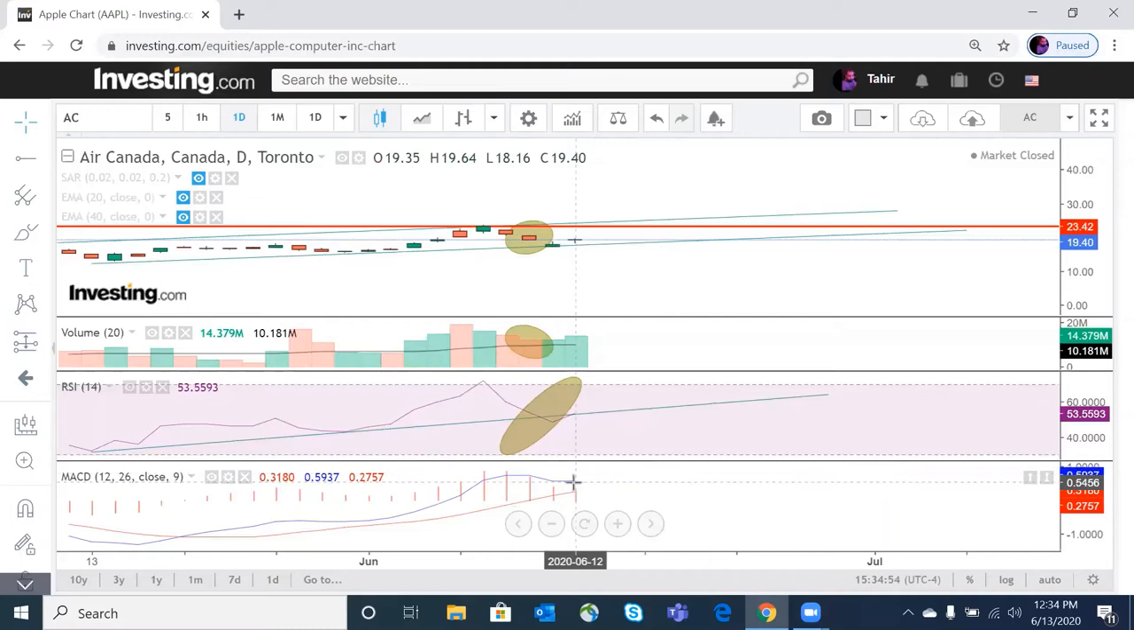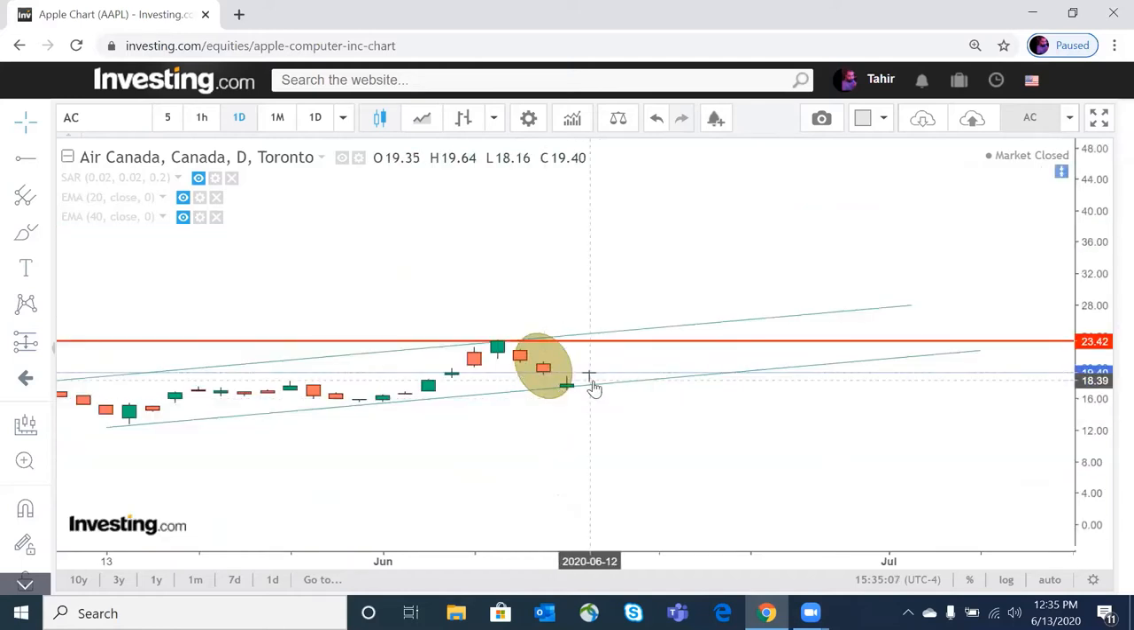MACD is about to swing above, and this one has got room. RSI is saying yes. MACD, I will say, is neutral. It's not saying yes or no, but RSI is saying yes. Volume is saying yes. The candle is indecisive, but the lower price rejection is saying yes. And the overall market trend is up for AC. So it can be considered for buying.